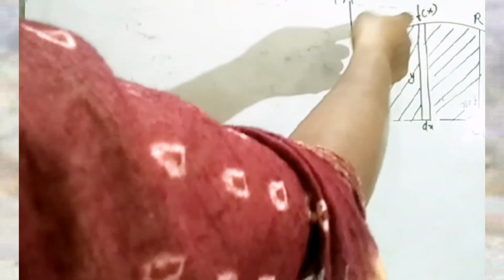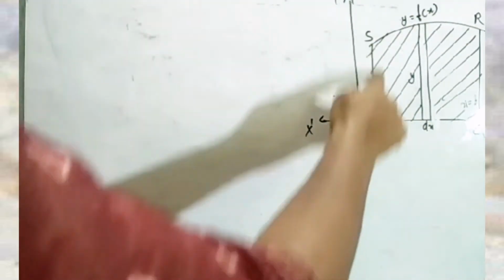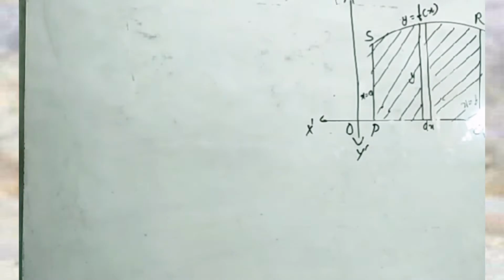out the area under the curve y is equal to f of x from x is equal to a to x is equal to b. We need to find out the area under the curve y is equal to f of x. Here we are going to do integration.